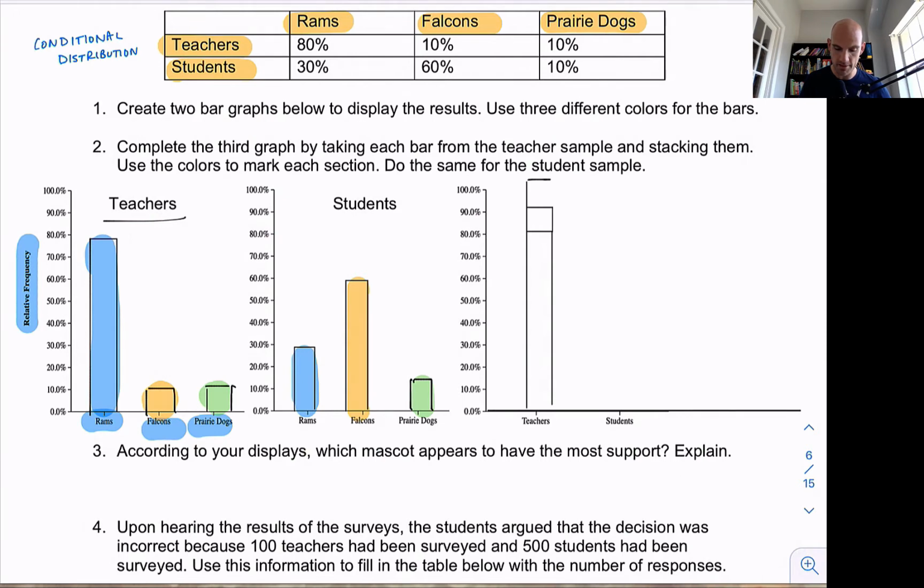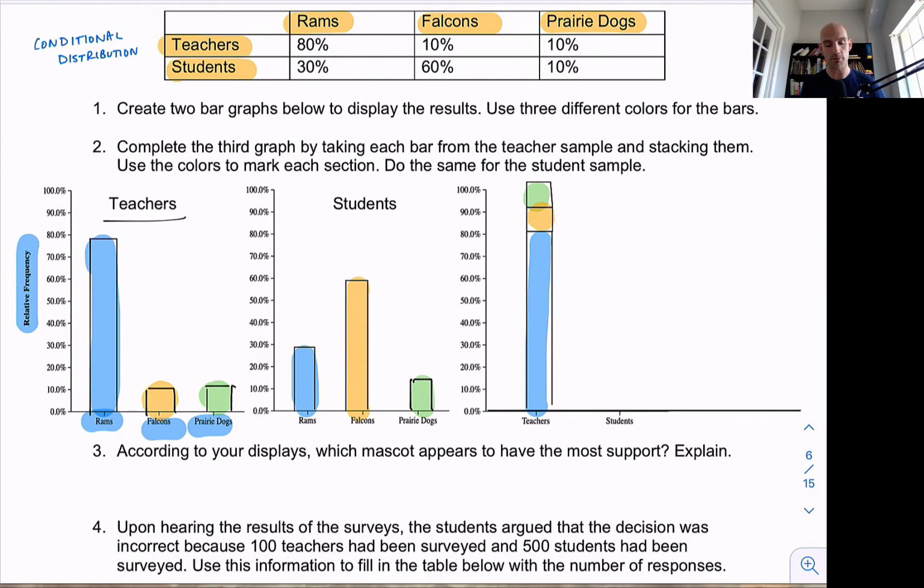And it should make sense here. That adds up to 100% because all of our responses are represented. I need to shade these in, so Prairie Dogs goes at the top, our Falcons goes in the middle, and Rams is at the bottom in blue. So check that out. That's a nice way to compare. We represented everybody because the bar goes up to 100%. And the height of our segment tells us how many people actually answered that.